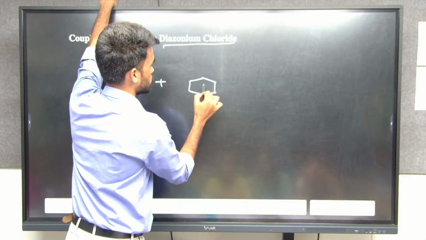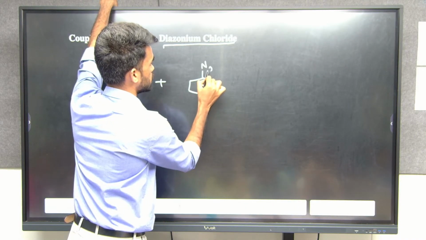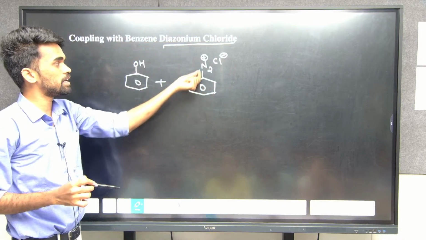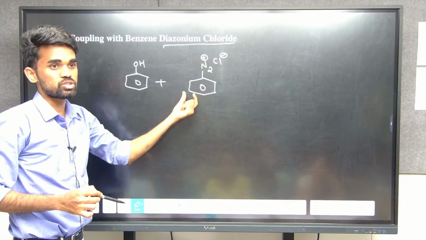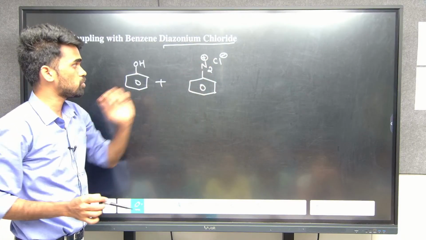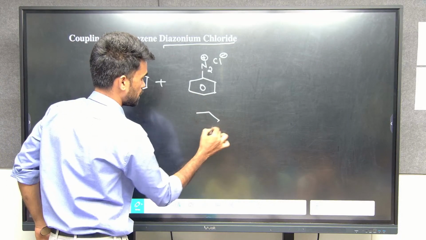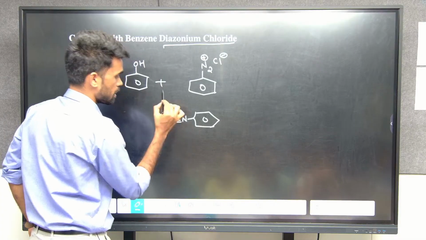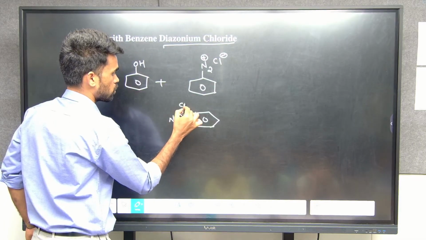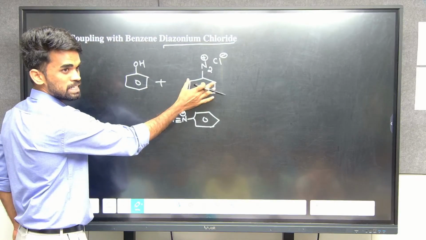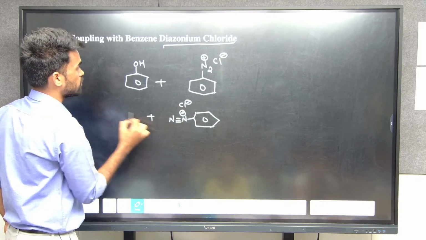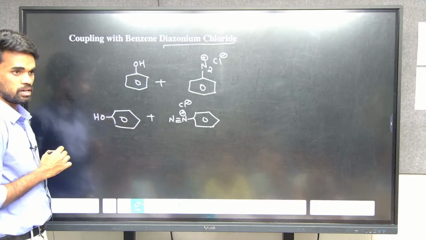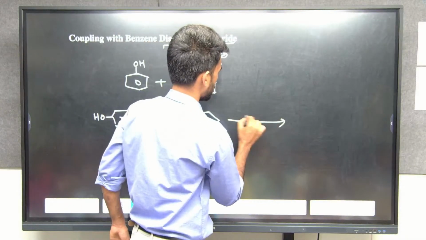So what does this diazonium chloride mean? Like nitrogen, like this, N2Cl on the benzene ring. If N2Cl is present, what should we call this? Diazonium chloride. So the actual structure should be like this. N triple bond N. Okay, this is a positive charge and chlorine negative charge. It's a salt. So now with what are we treating? We are treating with phenol. Okay, this happens in basic medium.